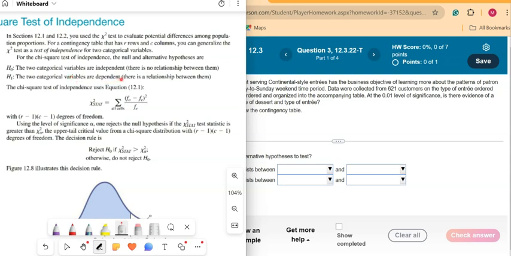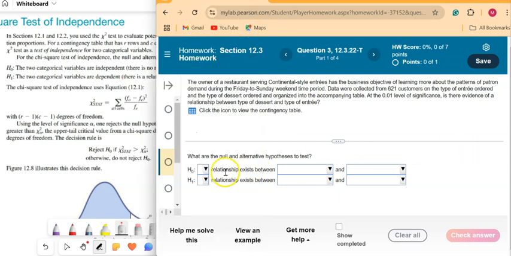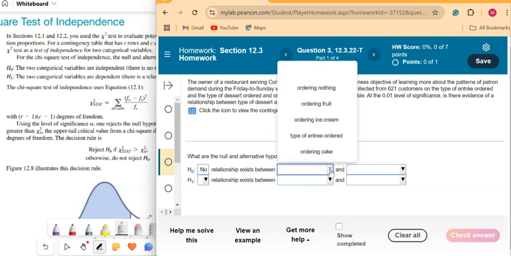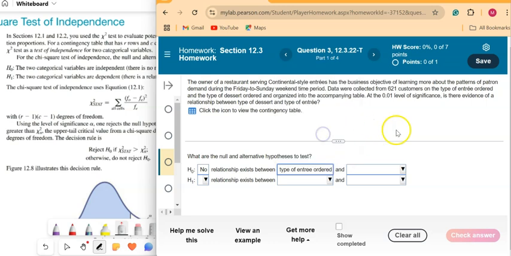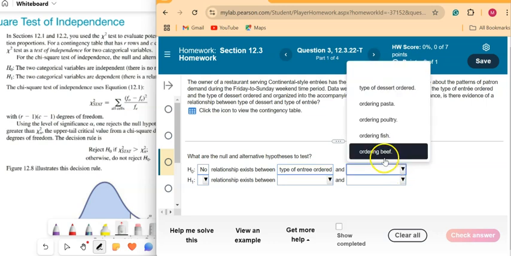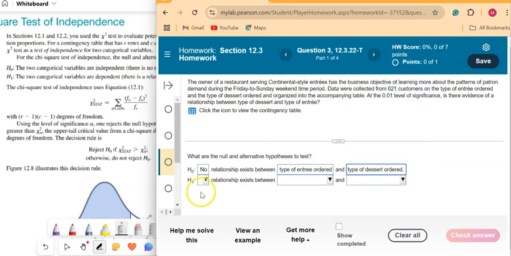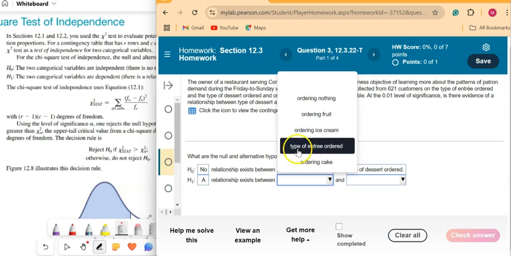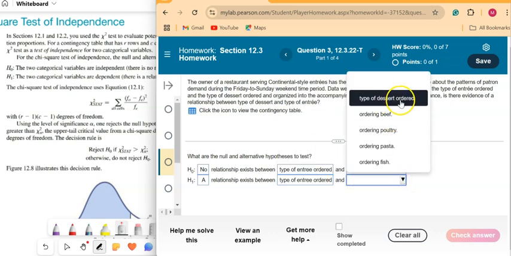So let's simplify our work. Here we're gonna say, H0 says there is no relationship, that's independent, between the two factors. The first factor is the type of entry, and the second factor is the type of dessert. And for H1, there is a relationship, or they are dependent. So yes, a relationship exists between the type of entry and the type of dessert.